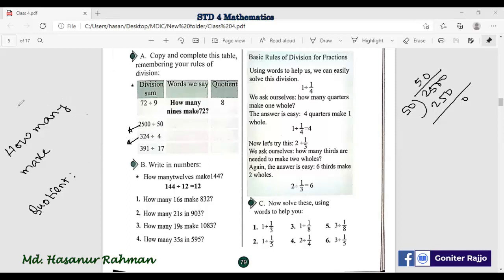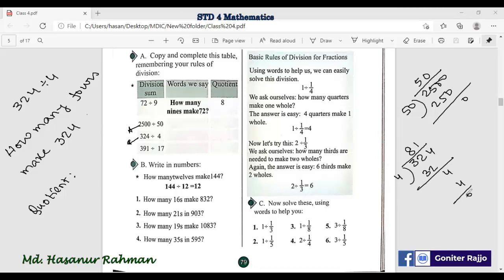Now 324 divided by 4. So we can write in words how many 4s make 324. That means we have to divide 324 by 4. 4 eights are 32, so 4 will be there, 4 ones are 4, so we can say answer should be 81.